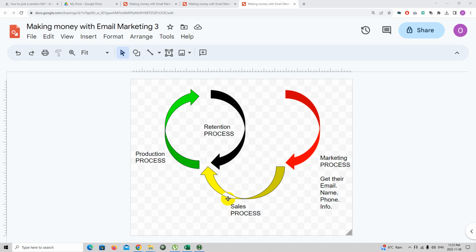This happens whether it's online or offline, and it doesn't matter what product or what service you're selling. This sales process in 5 steps has to occur professionally. It has to be well executed before you can have paying customers.